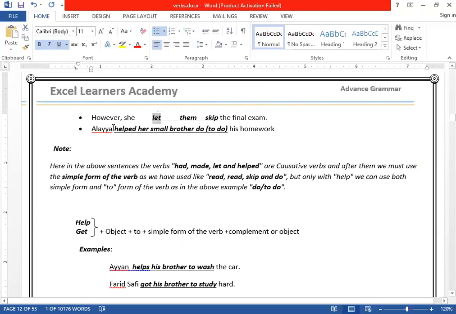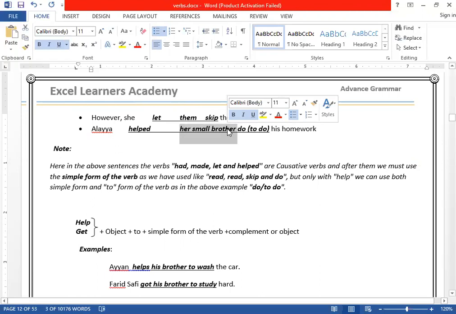For example, Alaya helped her small brother to do his homework. Helped is the causative verb, and her small brother is the object. In the above statements, hate, made, let, and helped are called what? We call them causative verbs.